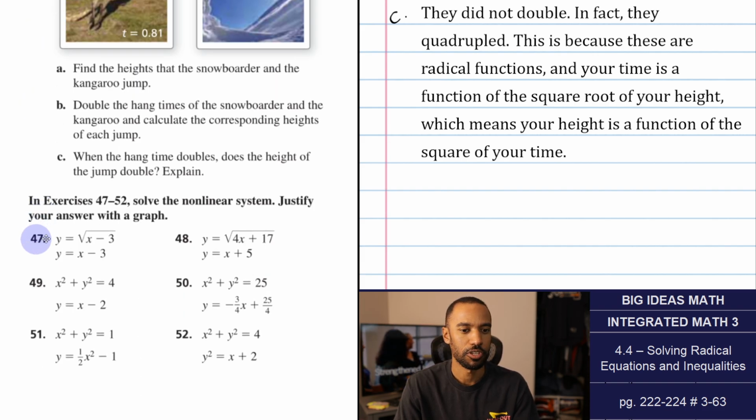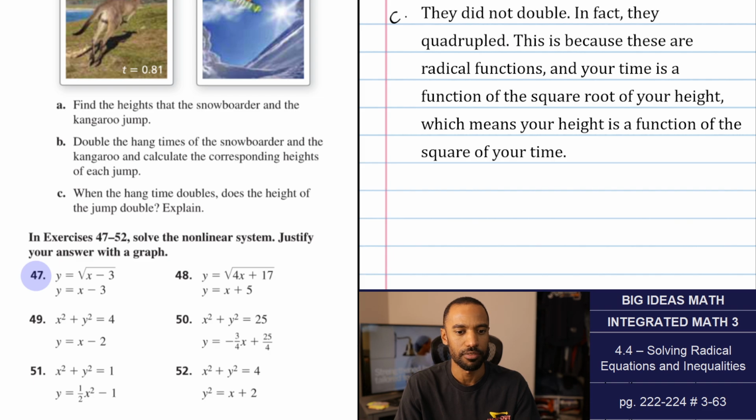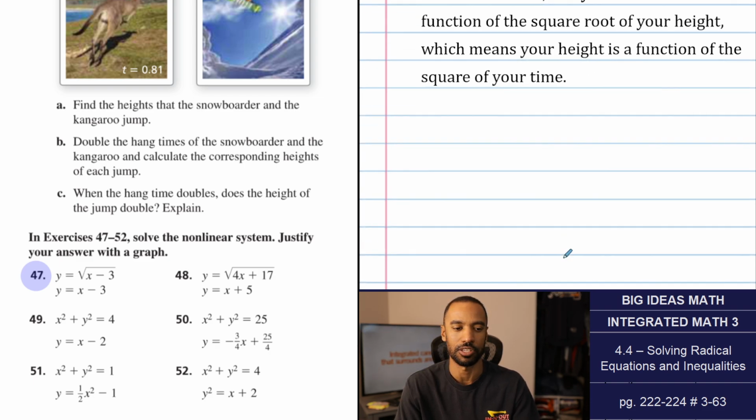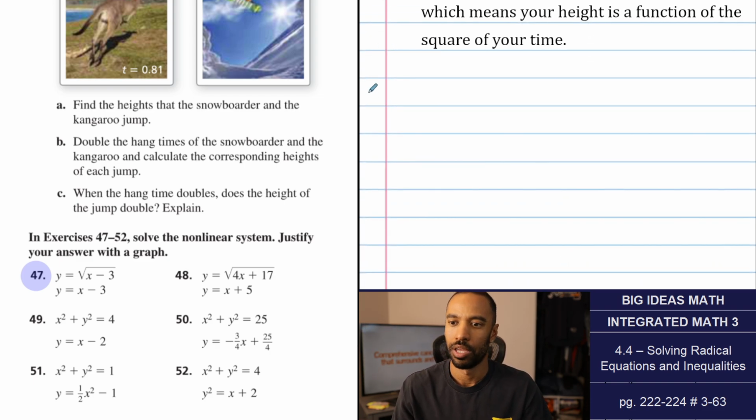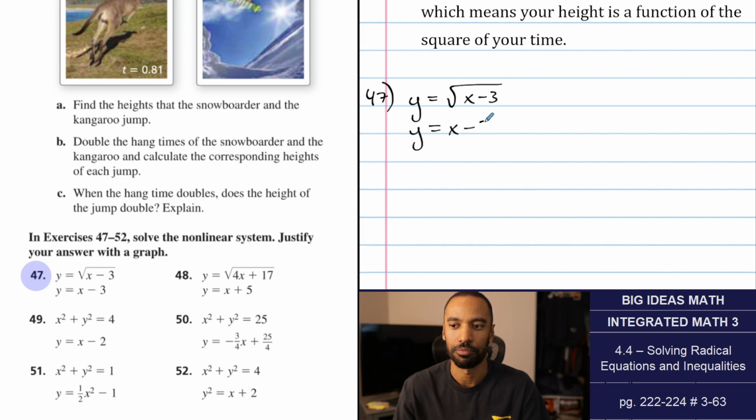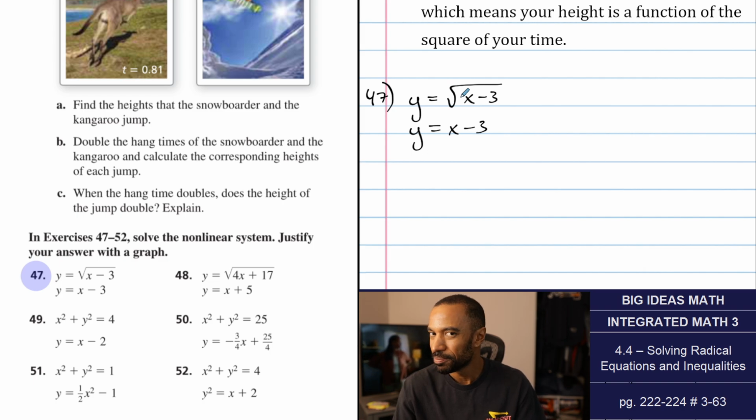All right, 47 to 52. Solve the nonlinear system. Justify your answer with a graph. So number 47. Oh, good. Well, good in that they're having us check it and see how this works. Bad in that we actually have to graph. I don't know if we get to use a graphing calculator or not.